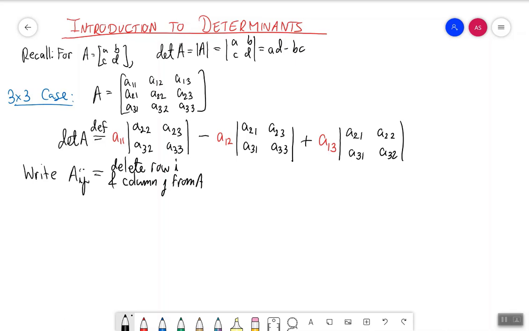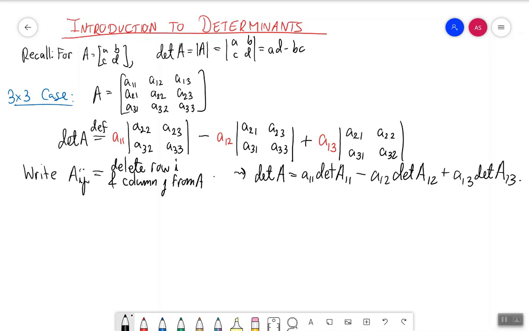So using this, our definition then becomes the determinant of A is A11 times the determinant of big A11 minus A12 times the determinant of big A12 plus A13 times the determinant of big A13, which, if you know summation notation, we can write as the sum from j equals 1 to 3 of minus 1 to the 1 plus j times A1j times the determinant of big A1j.